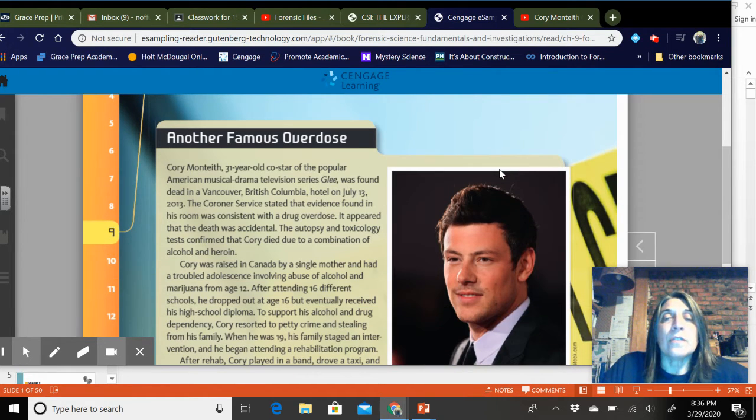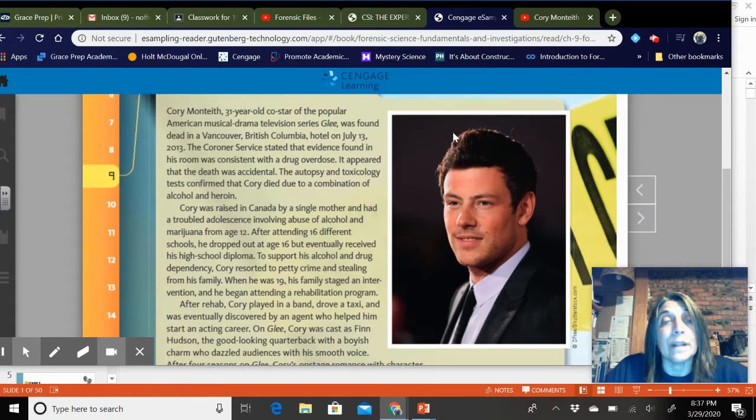So here's another famous overdose. It says Cory Monteith, a 31-year-old co-star of the popular American musical drama television series Glee, was found dead in a Vancouver, British Columbia hotel on July 13th, 2013. The coroner's service stated that the evidence found in his room was consistent with a drug overdose. It appeared that the death was accidental. The autopsy and toxicology tests confirmed that Cory died due to a combination of alcohol and heroin.